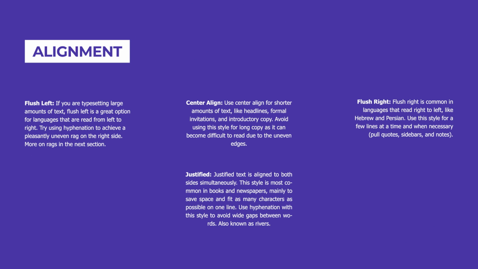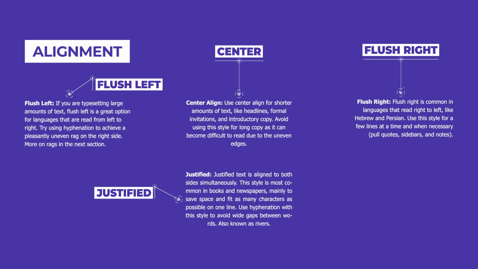Alignment refers to the text placement on a page, and it is one of the first decisions you'll make at the beginning of your project. Each alignment style has different applications and its own challenges to make the text readable. The four main alignment styles are: first, flush left.